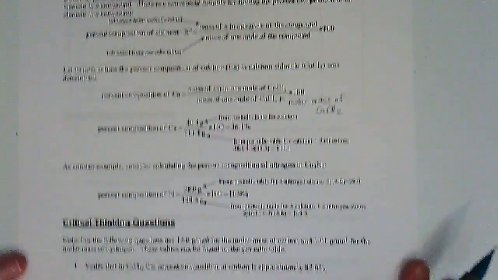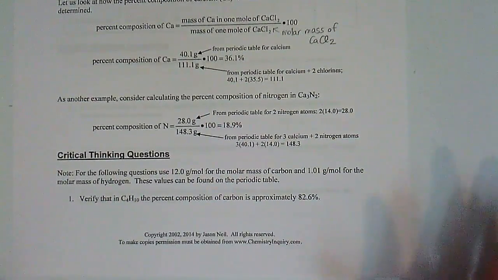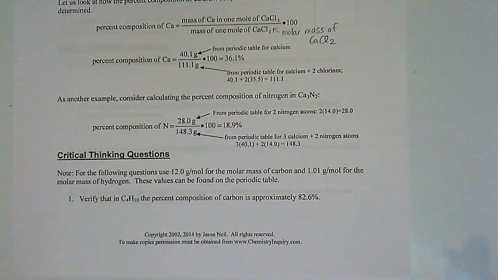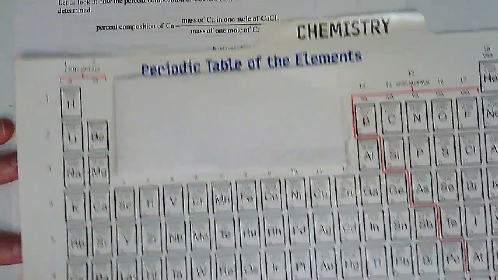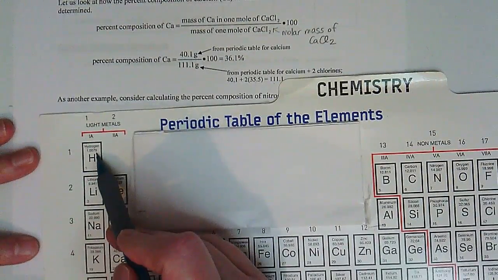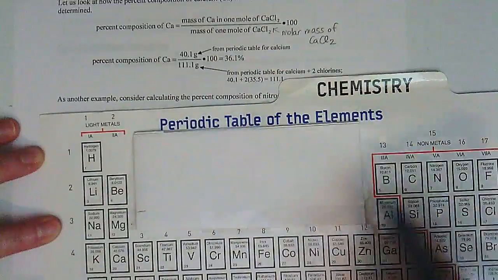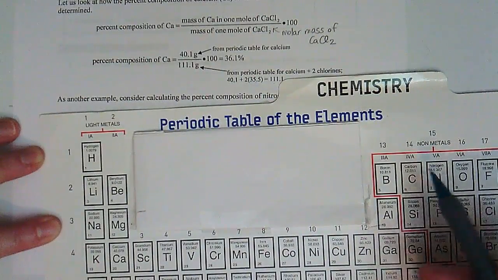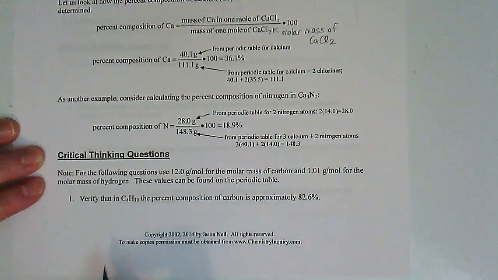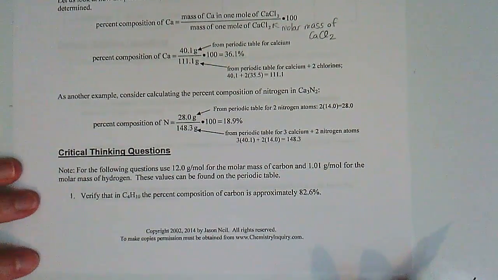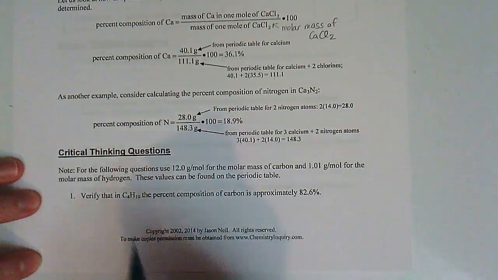So, this first question, our critical thinking question. For the following questions, use 12.0 grams per mole for the molar mass of carbon and 1.01 grams per mole for the molar mass of hydrogen. These values can be found on the periodic table. So all they're saying here is, okay, we're going to use 1.01 here and we're going to use 12.0 here. But those numbers are also on your periodic table. It asks us to verify that in C4H10, the percent composition of carbon is approximately 82.6%.